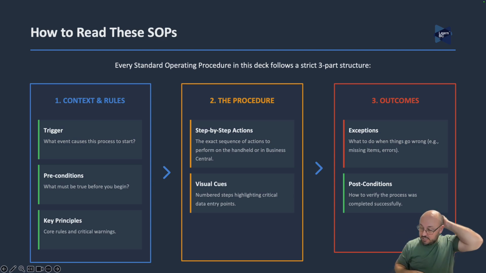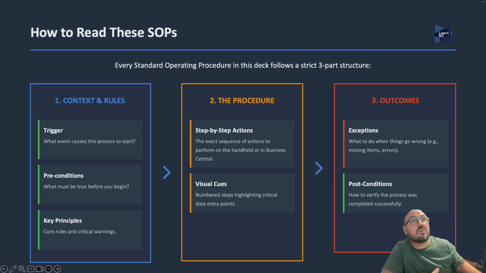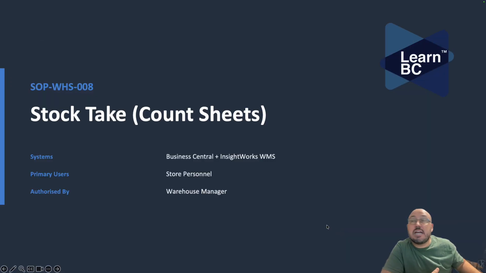So what is it to have green hills and sunflowers in your warehouse? Like what are we looking for? So today we're talking about stock take. This is the count sheet. This is using InsightWorks Advanced Inventory Count feature.